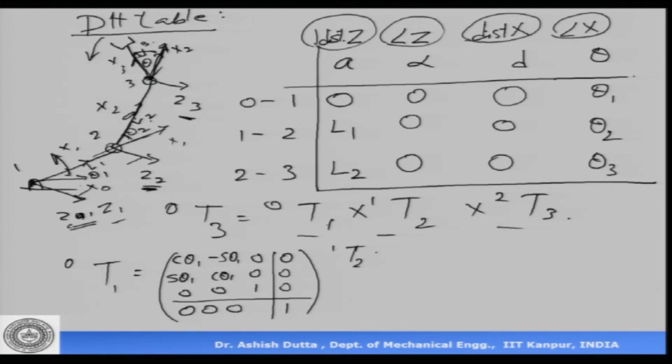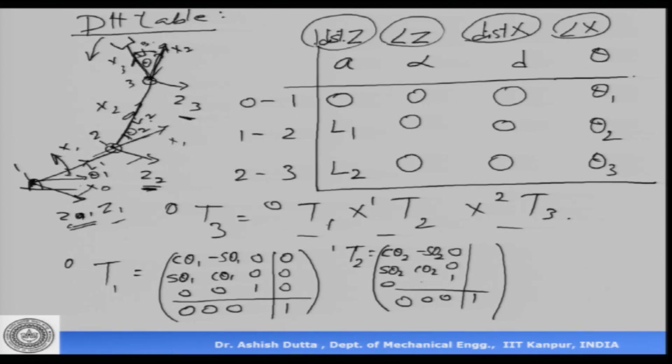Now, the second one is given by this matrix. Again we simply write 0 0 0 and 1 at the bottom. Your axis 2 is here, origin 2 is here at this point, and origin 1 is here. What is the relationship between these two? When link 2 is moving, what is changing? It is rotating by an angle theta 2 about the z axis. So, again this becomes cos theta 2, minus sin theta 2, 0; sin theta 2, cos theta 2, 0; 0 0 1.